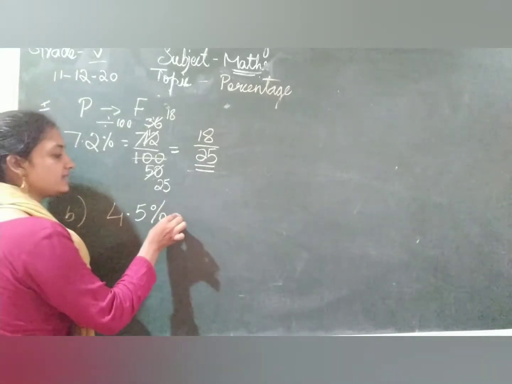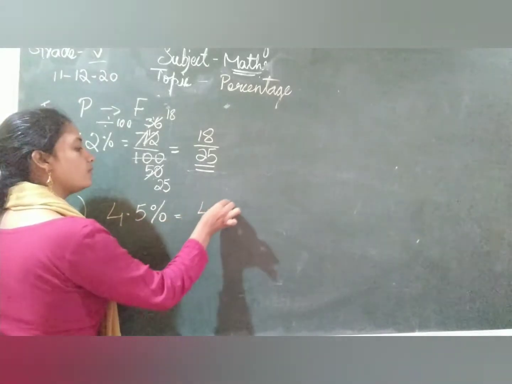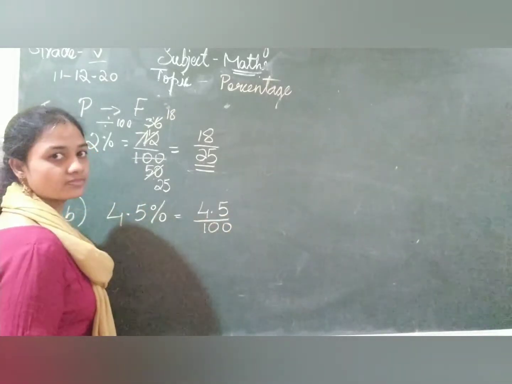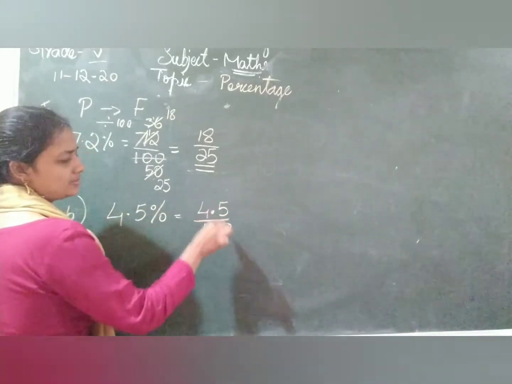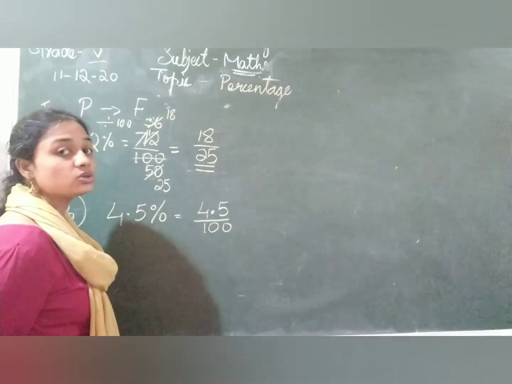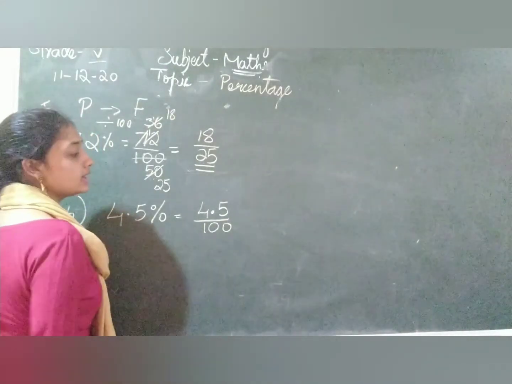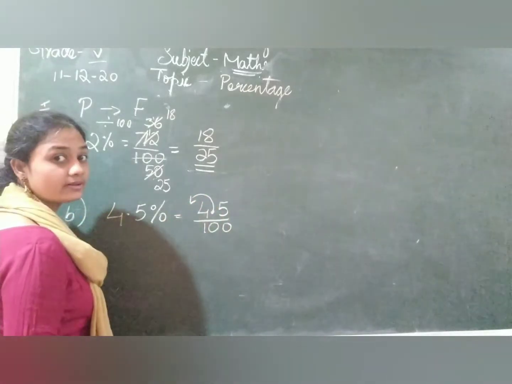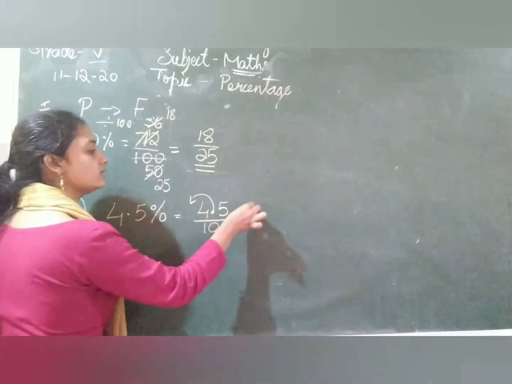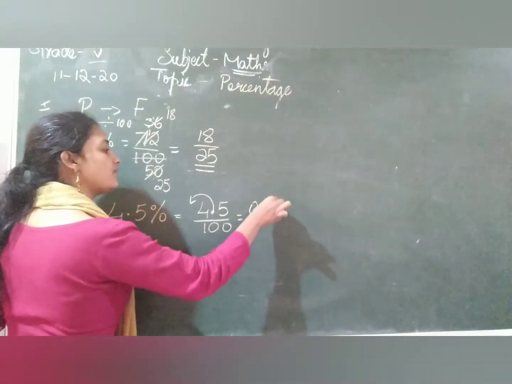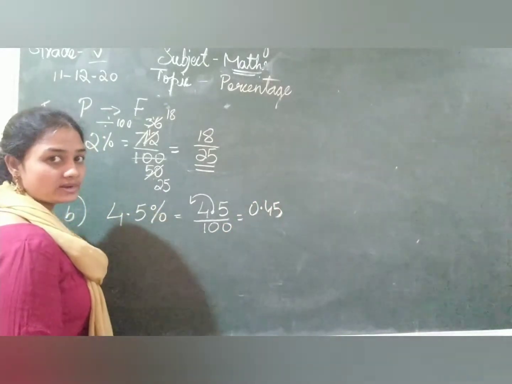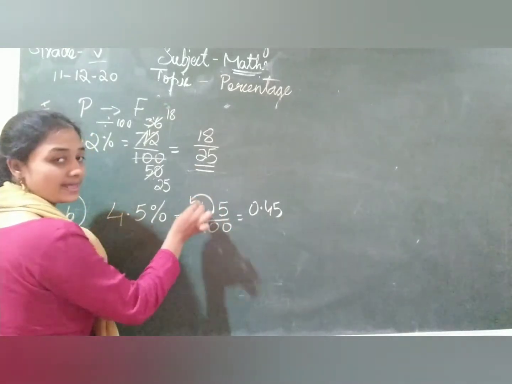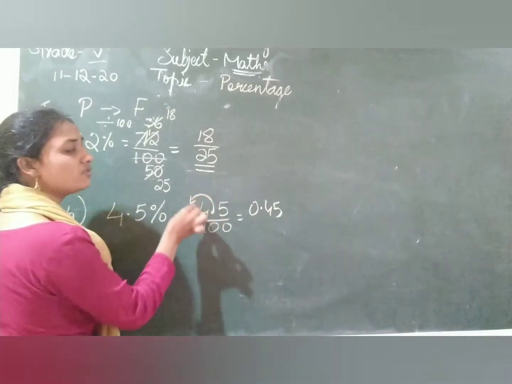So I should divide it by 100. 4.5 divided by 100. I don't want the decimal point in my fraction. So what I do is, I will send the decimal point one place to my left side. So I get 0.45. For doing that, I'm shifting it by one place, right? I'm jumping over one number.